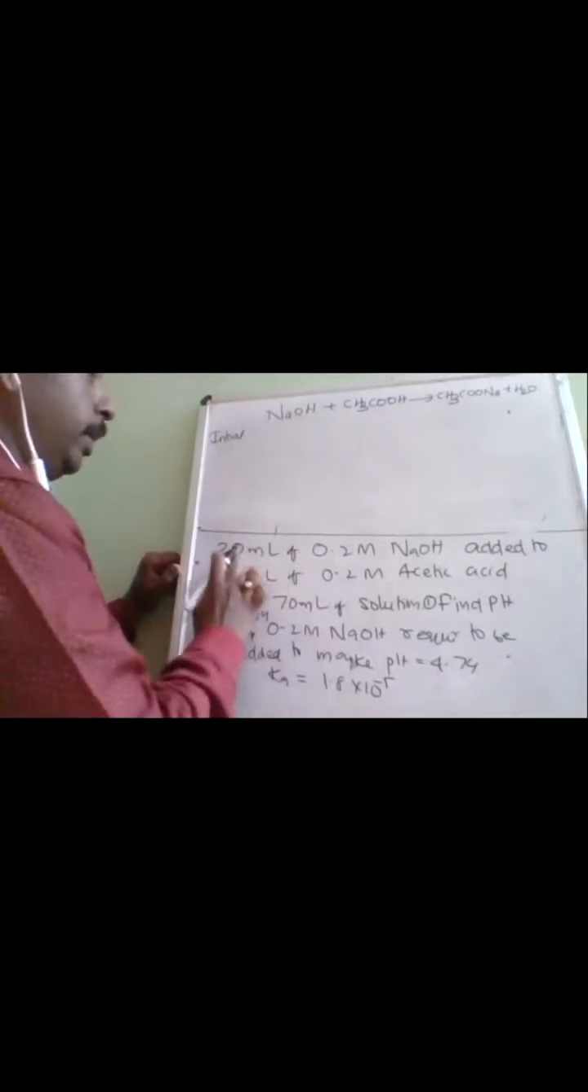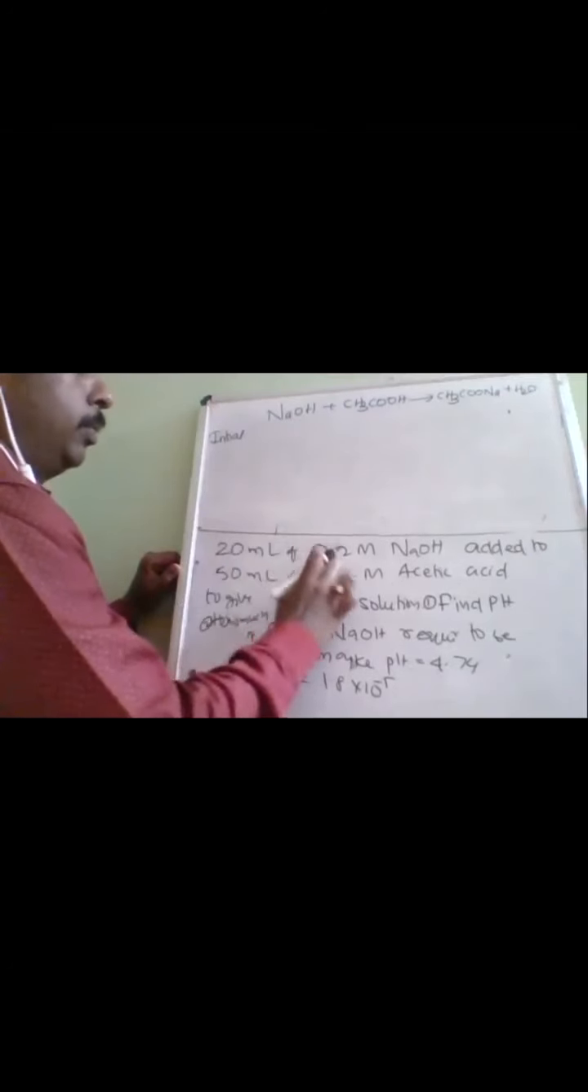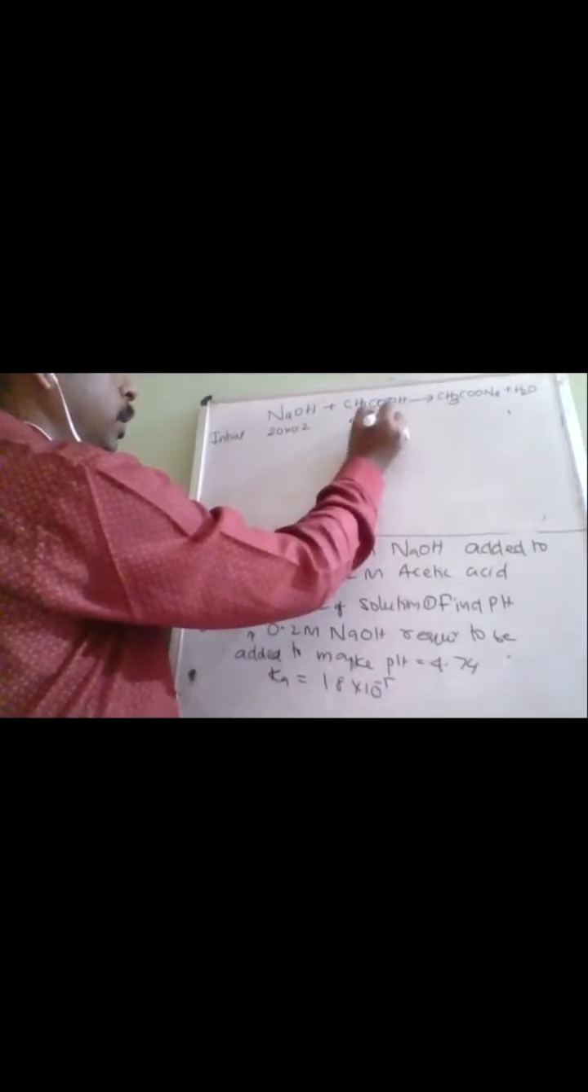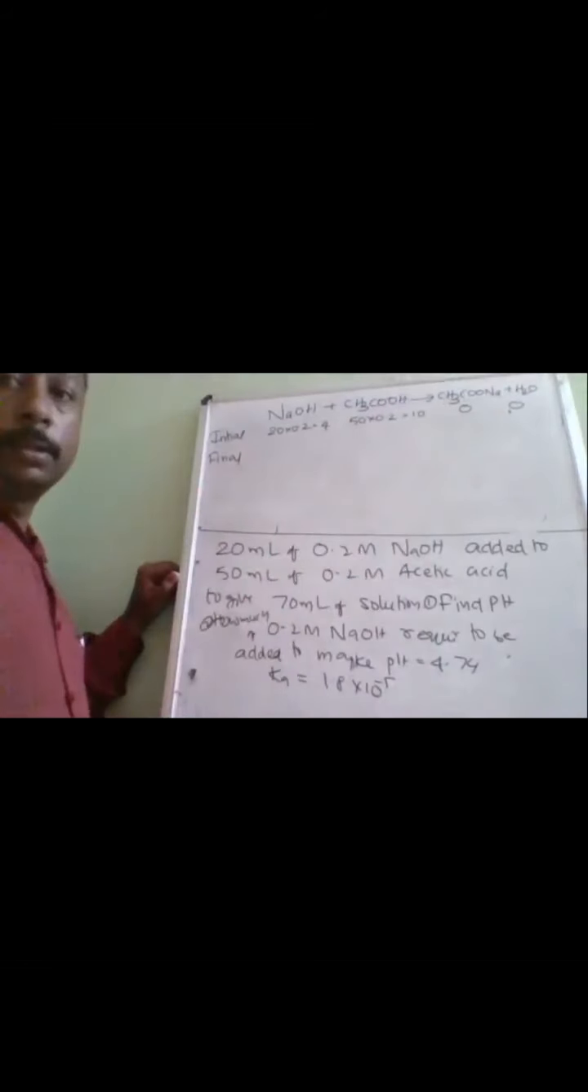So initial: 20 into 0.2, volume into molarity. Okay, so 20 into 0.2, and here acetic acid is 50 into 0.2. This is initial, therefore there are no products. Now at final, after reaction, this is 20 into 0.2, that means it is equal to how much? 4 millimoles, and here it is 10 millimoles.